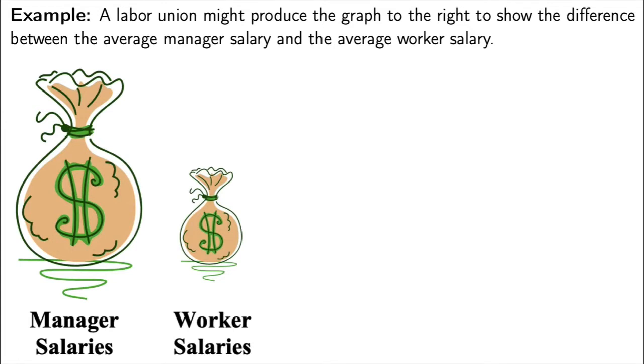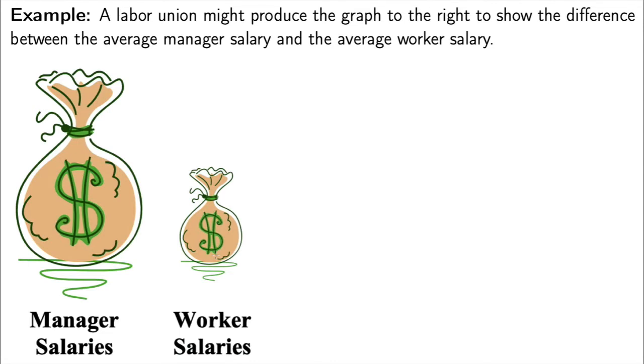A labor union might produce the graph here to show the difference between the average manager salary and the average worker salary. Now, I mentioned this when we were talking about the bars in a bar graph and how the mind actually interprets area. And so when looking at this, the mind is actually going to interpret the area of the pictures here. Okay, so the area of this manager salaries bag looks like it's about 4 times the size of the worker salaries.